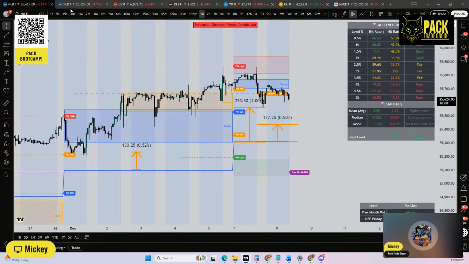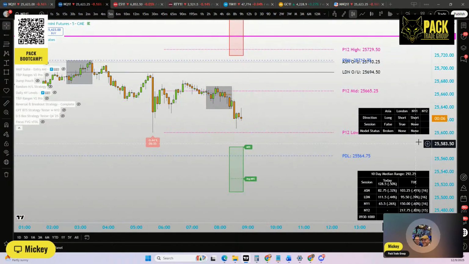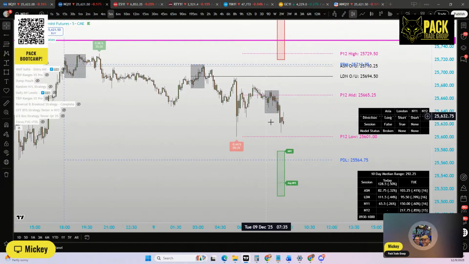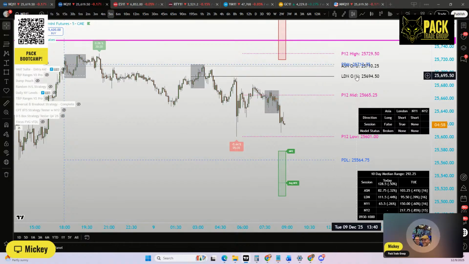Right? That's still unclear. Looking at overnight, it was pretty trending down. So we had Asia sell off, London sell off, and we're going to see what the probabilities of this Asia OU, this London OU are, P12 low right here, previous day low right here.